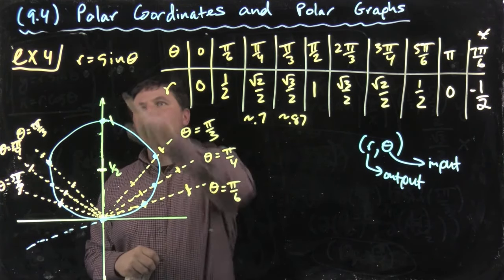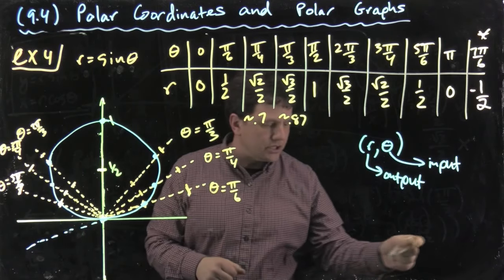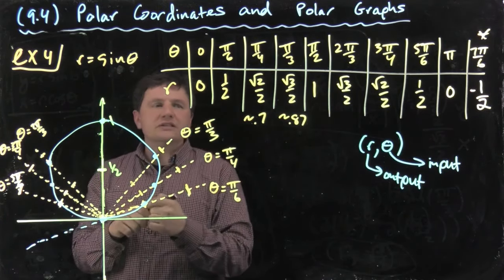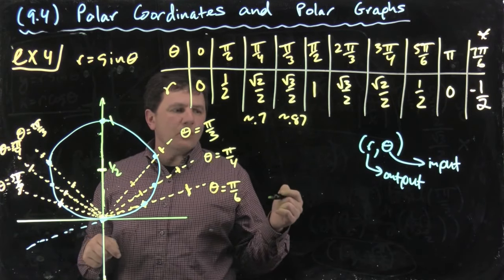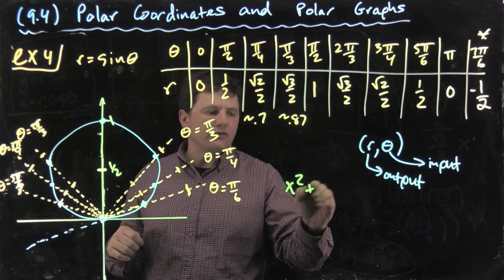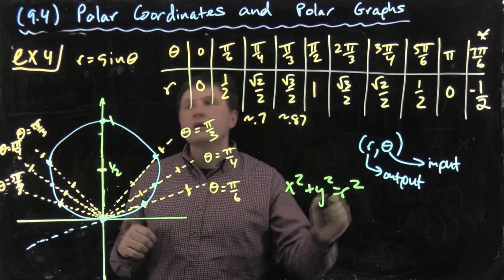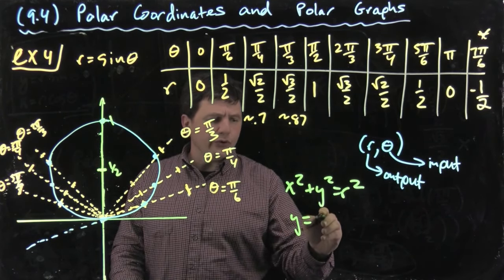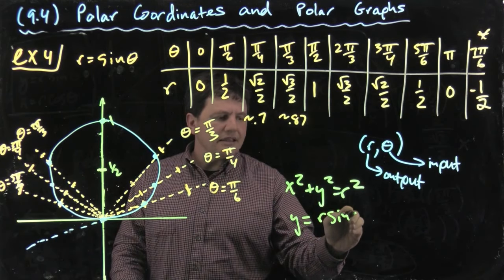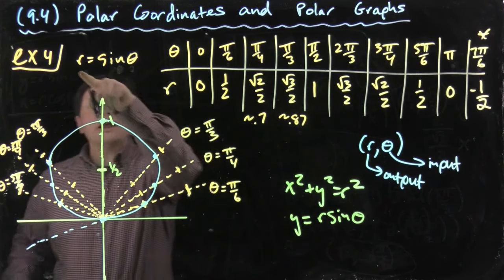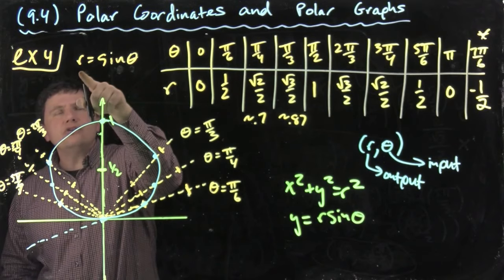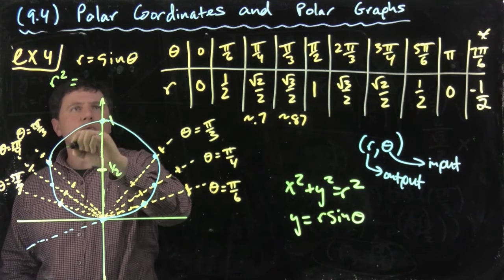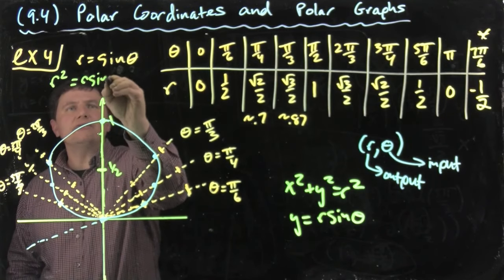Oh, by the way, if I wanted to change this to a Cartesian, we could. And the way I would do this, and there's a lot of different ways to do this, but I want to remind you that we have those formulas like x squared plus y squared is equal to r squared. We also know that y is equal to r sine theta. So what I can do here is multiply both sides by r, and usually when you're doing these you want to be a little clever. So we get r squared equals r sine of theta.